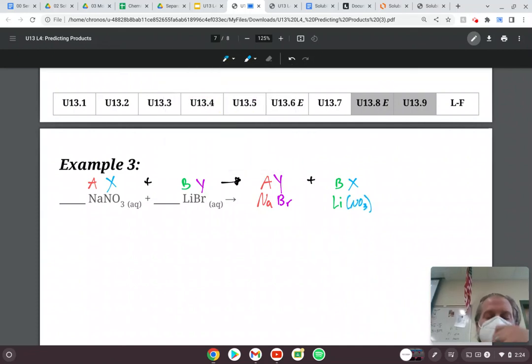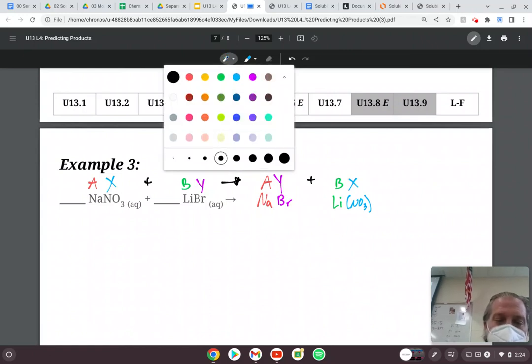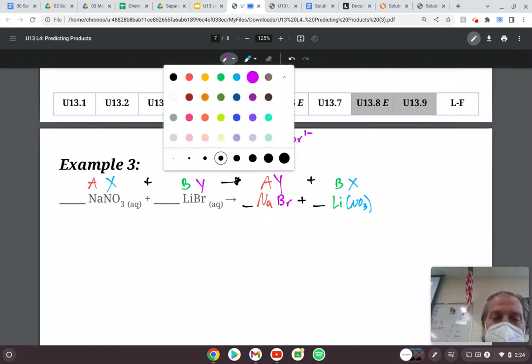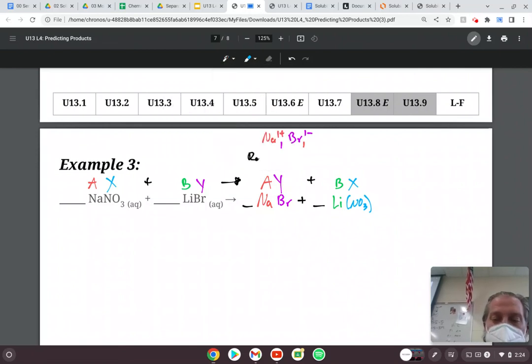Now, just like we did earlier, we need to identify our charges for all of these. So sodium, Na, is a +1 because it's in the first column. Bromine, Br, is a -1. We crisscross those charges down. Bromine's a -1 because it's in the 17th column. I'm going to check the ratio, and I see that it's 1 to 1. Can't simplify that, so I'm going to leave NaBr as it is.